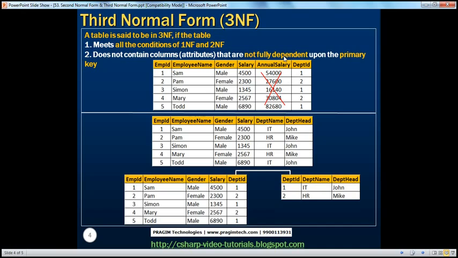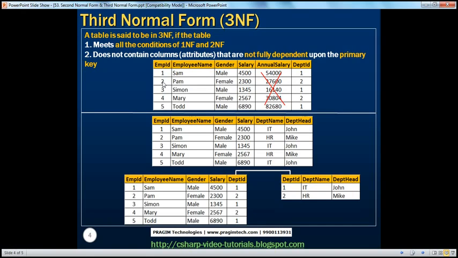What do we mean by this? If you look at this employees table, I've got employee ID, name, gender, salary, and then there is another column called annual salary, and then department ID. Except for annual salary, all the other columns are fully dependent on the primary key. What do we mean by that?